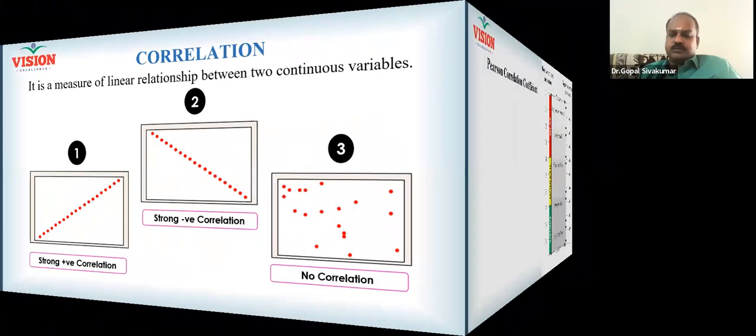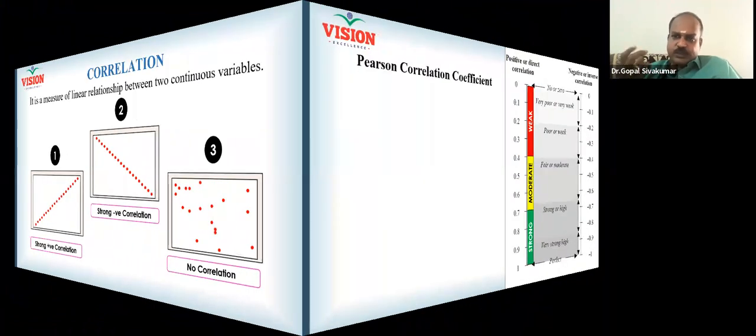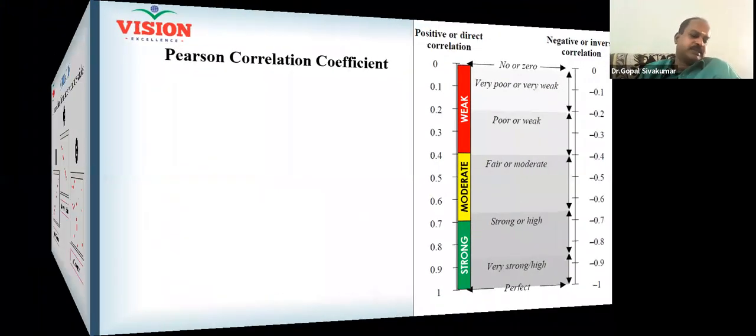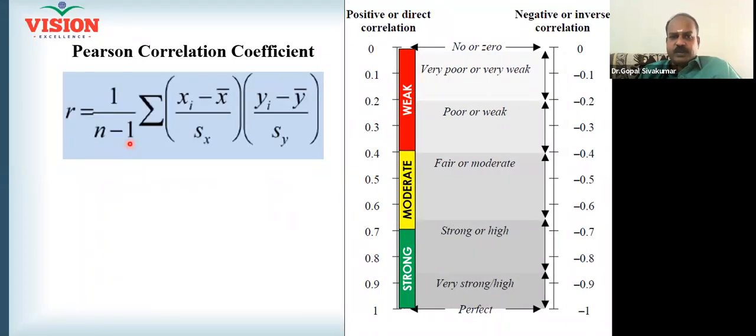And in order to understand with the numerical value, this is the formula for Pearson correlation coefficient. N is the number of data. X bar is the average of the X value. Y bar is the average of the Y value. Sx is the standard deviation of the X value. Sy is the standard deviation of the Y value. The individual X value, individual Y value.